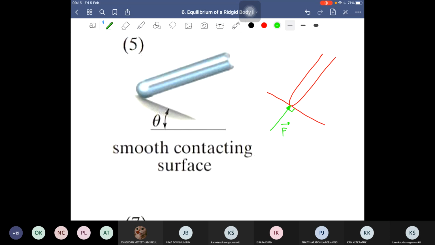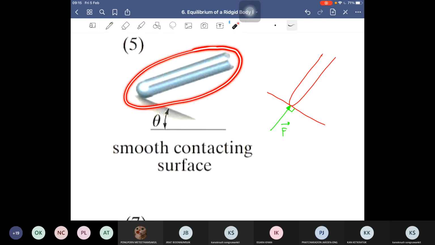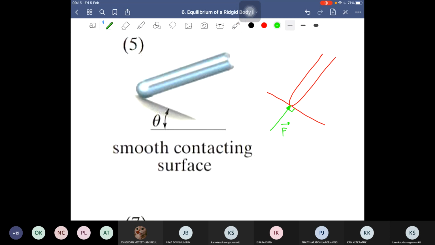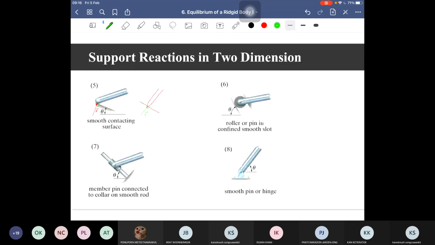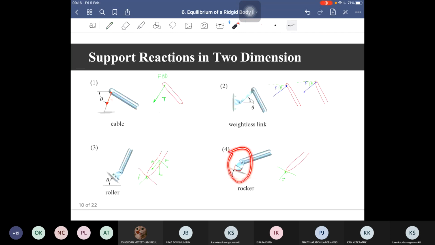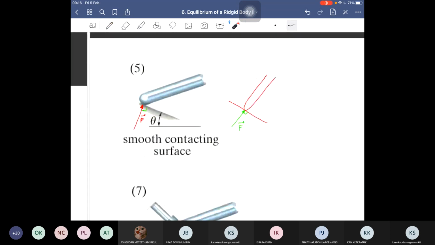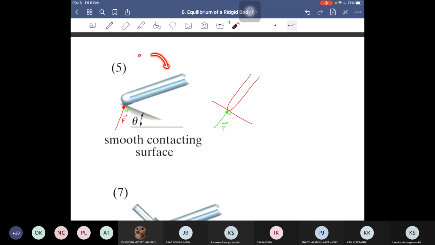Here on this object, these figures, the force must act perpendicular to the floor, right? So the contact surface, the contact force, the reaction force act in this direction. Case support number 4 and number 5 are the same, in that they cannot prevent the rotation.